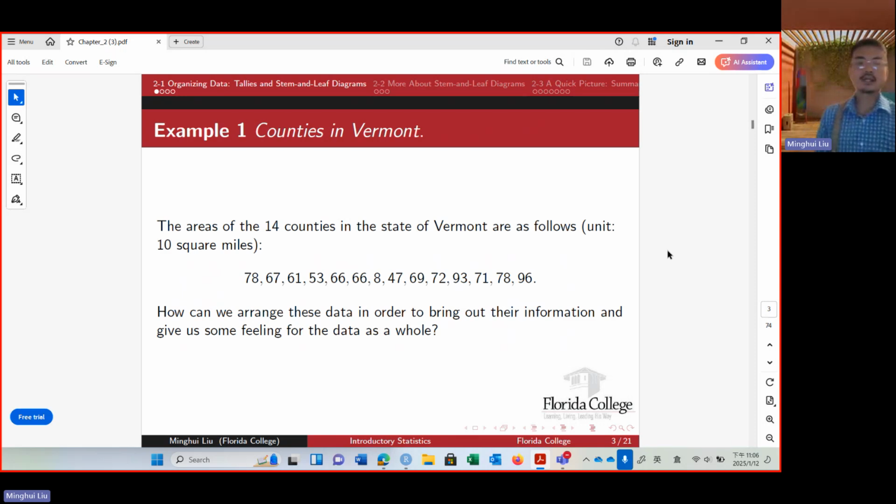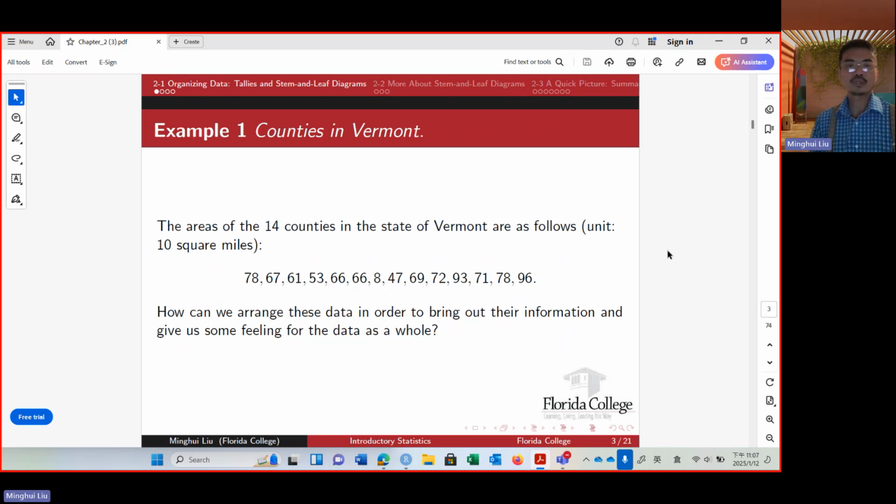So to start, let's look at the areas of the 14 counties in the state of Vermont. And we'll use the unit of 10 square miles. And these numbers are 78, 67, 61, 53, 66, 66. And then we have 8, and then 47, 69, 72, 93, 71, and 78, and 96.